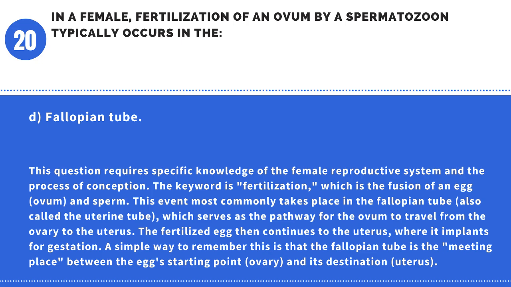A simple way to remember this is that the fallopian tube is the meeting place between the egg's starting point, ovary, and its destination, uterus.